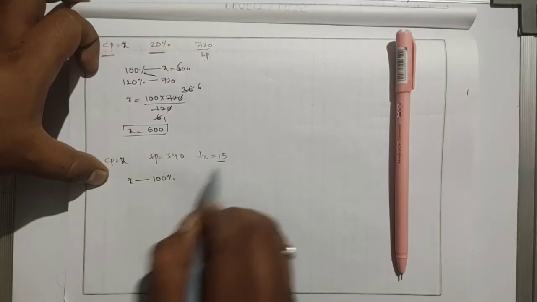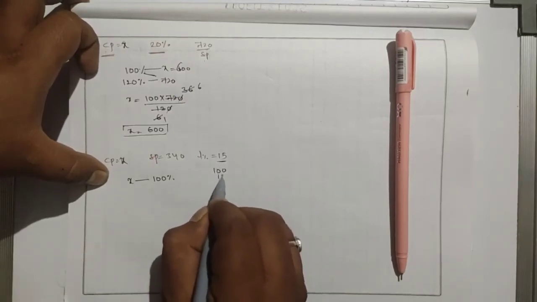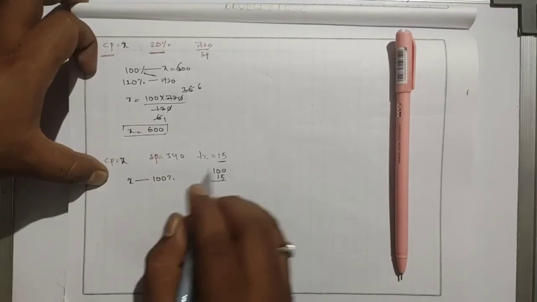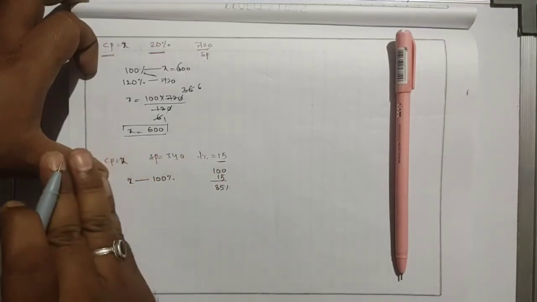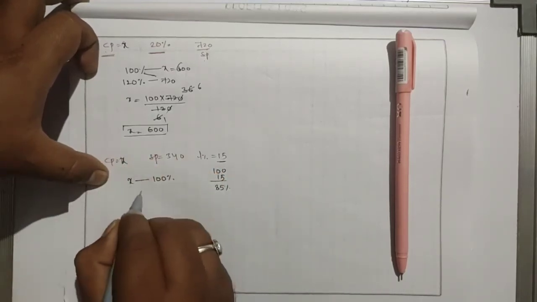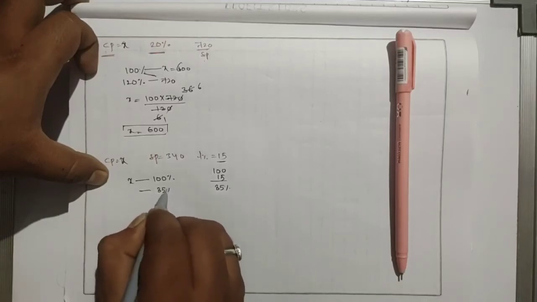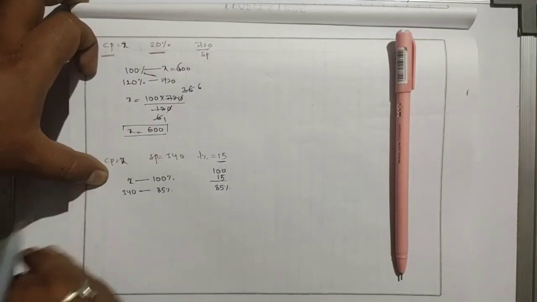Now we take the cost price x as 100%. He got a loss of 15%, which means from the 100% we should remove the 15%, and it becomes 85%. That means he sold the object at only 85% of the cost price. So 85% becomes 340. Therefore, what is the cost price?